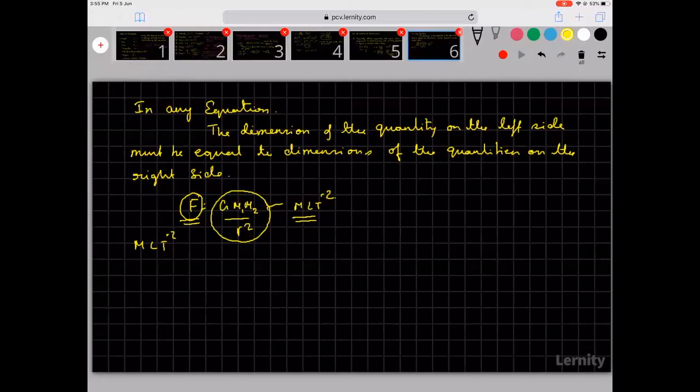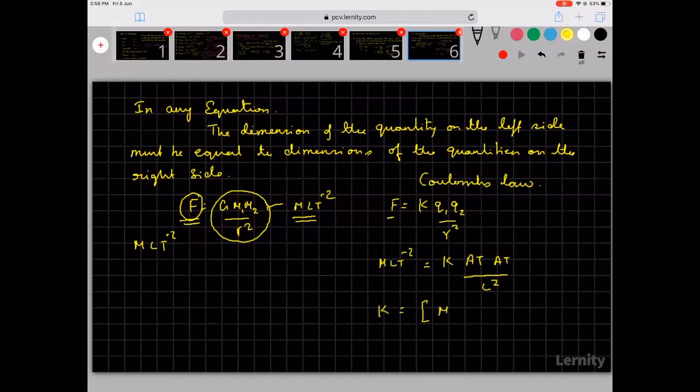Take another formula: F is equal to k q1 q2 by r squared. This is Coulomb's law. Here F is M L T power minus 2. The dimension of K I don't know, but I can find out. Q1 is ampere times time, divided by L squared. From there I can say the dimensions of K are M L cubed T power minus 4 A power minus 2.